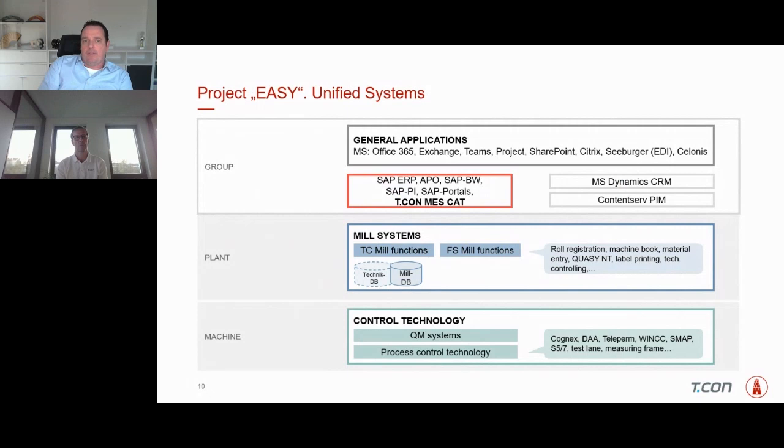The main part of EASY is what you see here in the red quarter, everything around our SAP system: the ERP system, the APO, BW, PI, SAP portals which we are using, and the newly implemented Ticon Mescat interface, which builds the link to the plant. But this was really the main focus which we had in EASY, taking care of the processes in our SAP landscape. But we needed to consider also our mill systems, because when we change, for example, the material number structure, we needed to make sure that our mill system can work with the new material numbers. Otherwise, we would have a gap between these two worlds, and that's something which could not happen. So the focus really was around our SAP landscape in EASY.